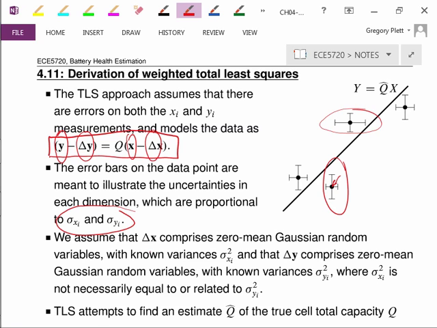We assume that our delta x are zero mean and Gaussian, and that the variances are known, and the same for y: they're zero mean and Gaussian, and the variances are known. But the variances do not need to be the same between x and y, or for any one point to any other point.